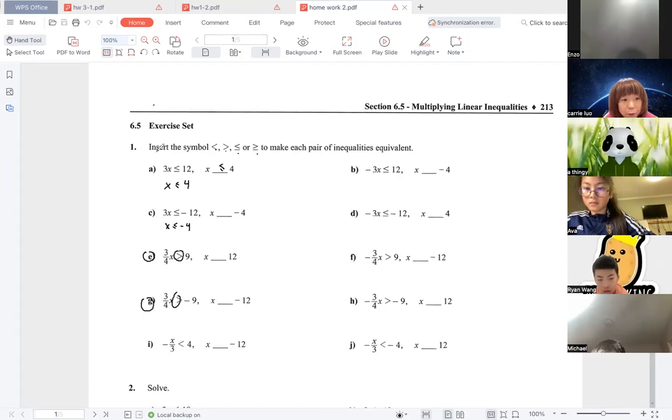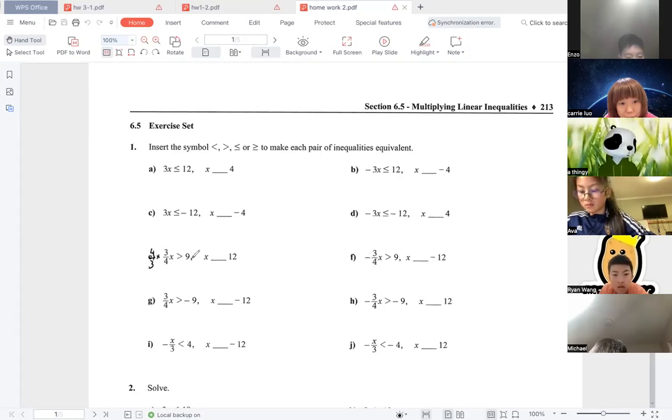Okay, everybody, I hope you understand this very well. You just times 4/3 for both the left side and the right side, right? So x is bigger than 12. You just do this. Yeah, Ava? I need to type it in. Okay, so the next one, 3/4x is bigger than -9. It's the same thing, so bigger, okay?